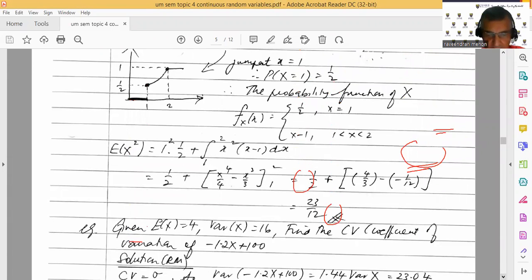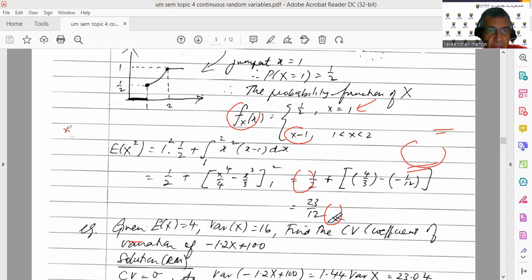Okay, so the density function of x, here we go, will be equal to a half when x equals 1. We just worked it out, right? I showed you there's a jump at x equals 1. And this part here, for values of x between 1 and 2, x minus 1, how do you get this? Just differentiate this, right?